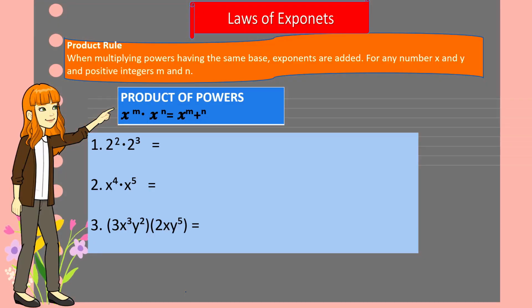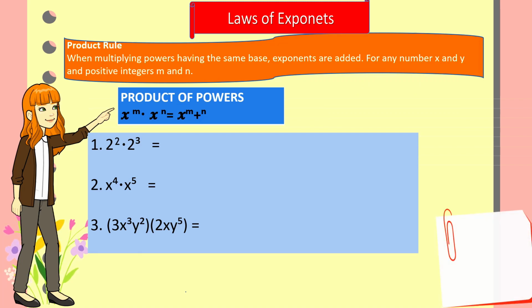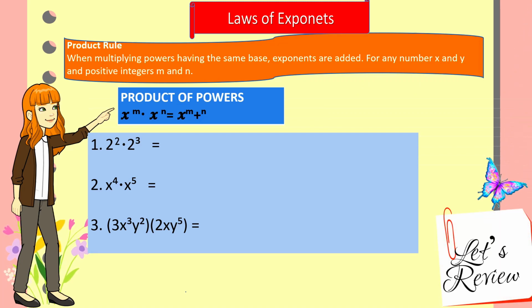Let us review first the laws of exponent. Ito ang napag-aralan nyo noong kayo ay grade 7 at grade 8. Product rule. When multiplying powers having the same base, exponents are added for any number x and y and positive integers m and n. Product of powers, that is x raised to m times x raised to n, is equal to x raised to m plus n.